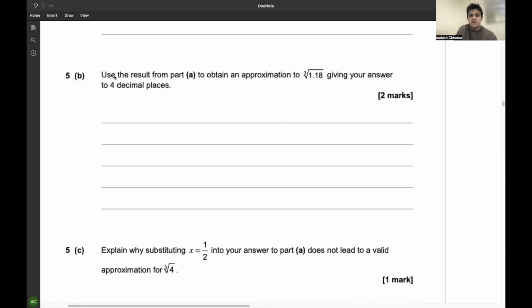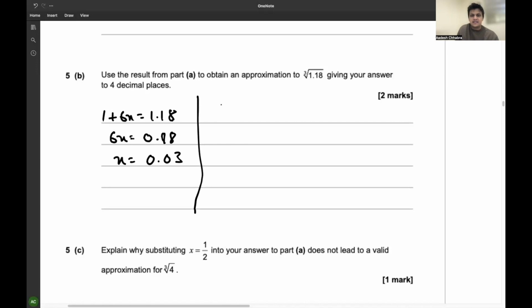Now, for question 5b, we've been asked to use the result from part A to obtain an approximation to the cube root of 1.18, giving our answer to 4 decimal places. Now, in this case, we know that 1.18 would be equal to 1 plus 6x. So go ahead and put that into the equation. So we know that 1 plus 6x would be equal to 1.18. And to find x, we know that 6x would thus be equal to 0.18. And then x would be equal to 0.03. So we know what x is.